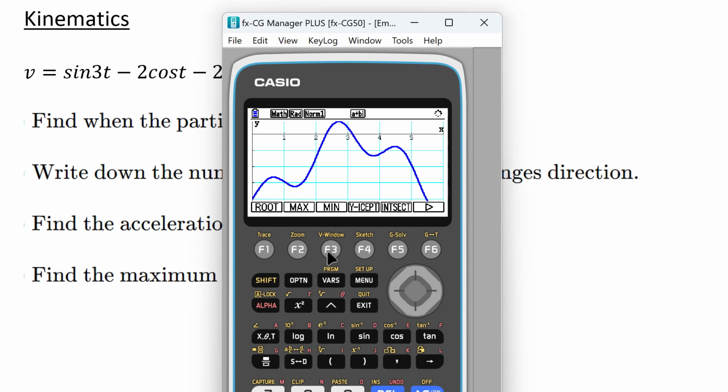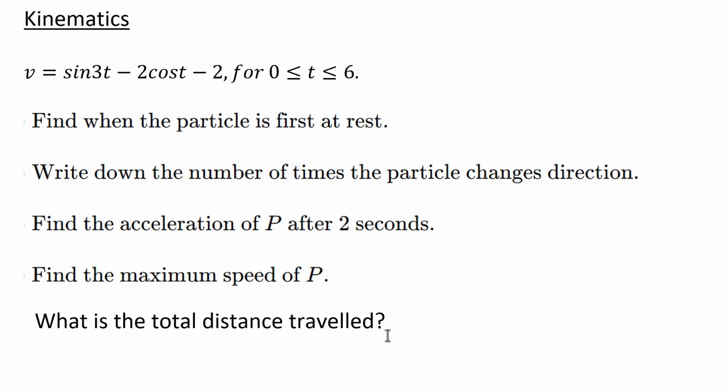Gsolve minimum. And it's not that one. I'll move to the right. It's not that one. It's that one. So the y value is negative 4.778. That is the sort of minimum velocity. So the maximum speed is plus 4.7787. Now let's say the last question is this. What is the total distance traveled?